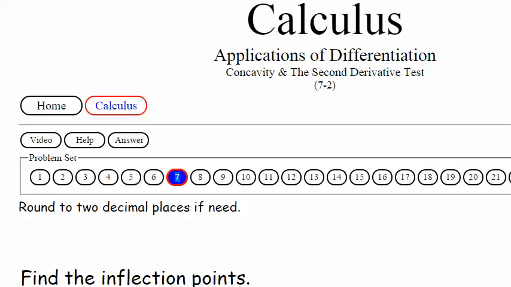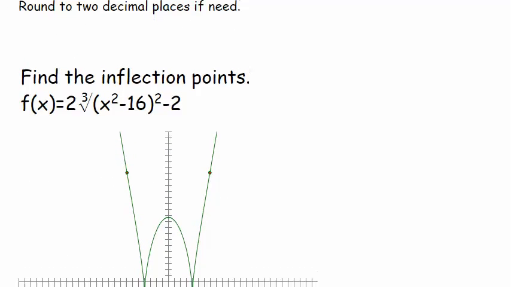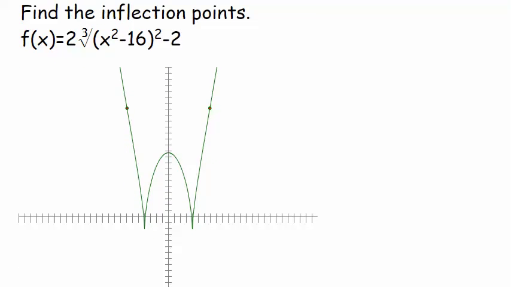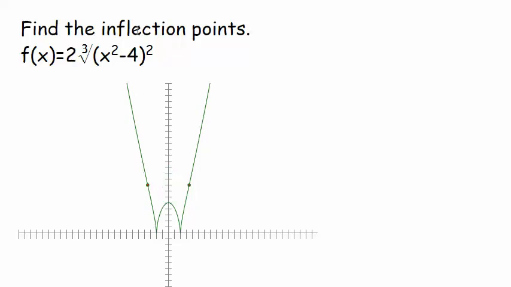7-2. Round to 2 decimal places if needed. Alright, good. Anyway, it says find the inflection points. As you can see here, we've got them actually listed on the graph. You can always click this graph and get a new graph. How about that graph? Hope you didn't write that other one down.